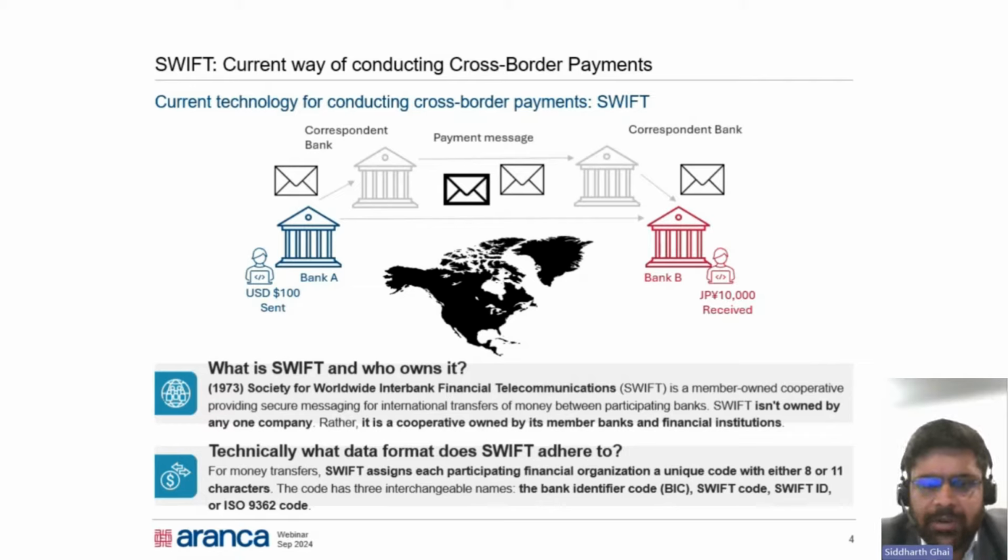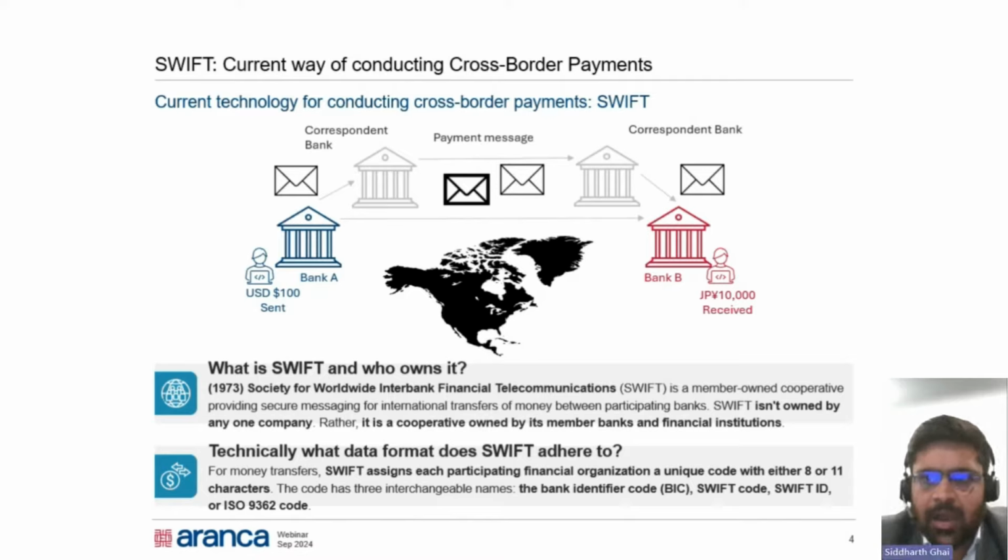It is not owned by any company. It is rather a cooperative consortium that is owned by member firms and financial institutions. Technically, it is a messaging platform that sends a message from the sender's banking financial institution to a recipient financial institution. Technically, it has a data format, so it adheres to a unique code that is 8 or 11 characters. And how SWIFT operates, what is the procedure, what is the relationship between Bank A and Bank B, I'll be coming to in the coming slide.